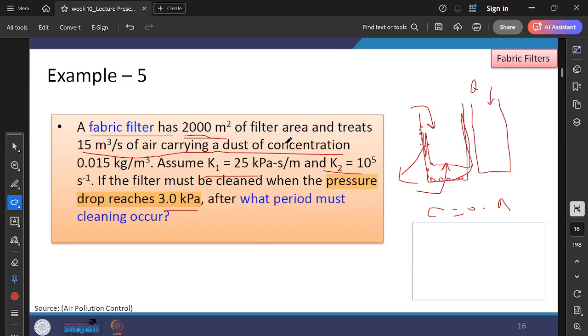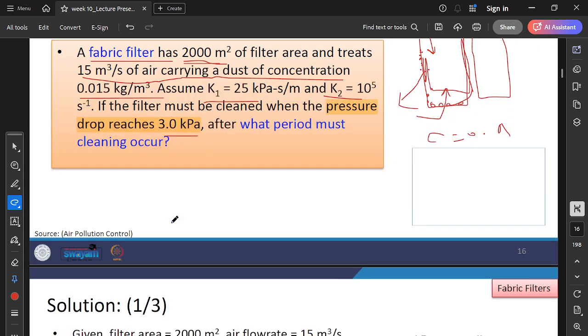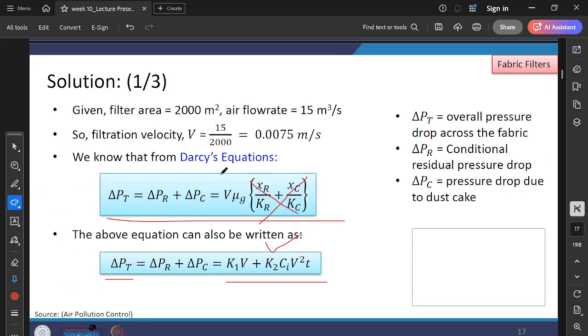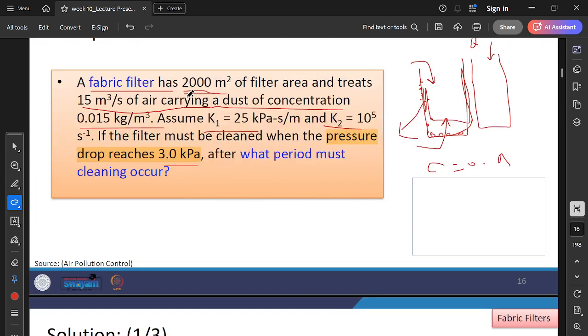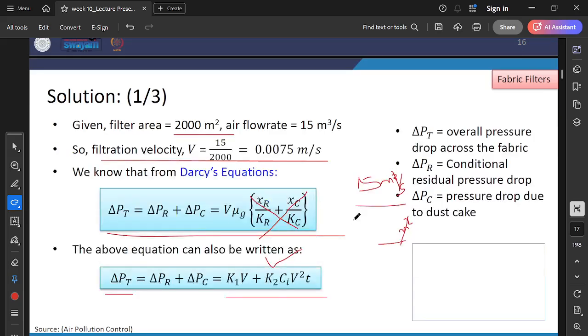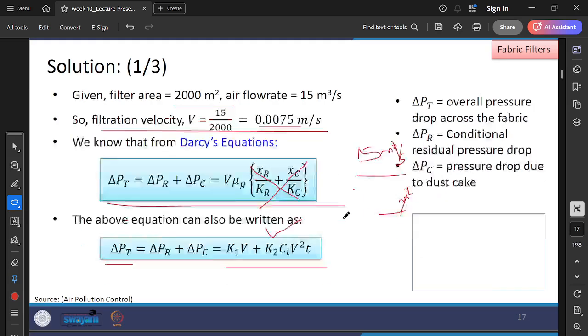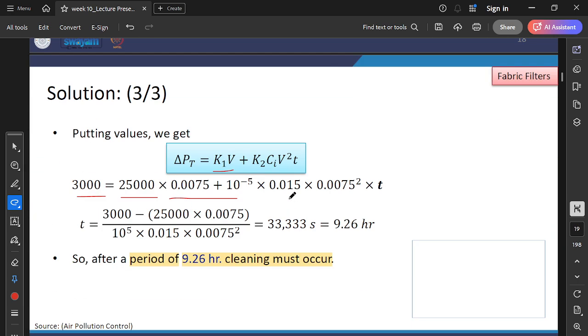The dust concentration is 0.015. 15 meter cube per second is the flow rate. Filtration velocity you can find here. So 15 meter cube per second is given. If you know meter square, then you will get meter per second, right? So how to get meter square? The filter area is 2000 meter square. That also they have given in the question. So if you divide 15 by 2000, you will get 0.075 meter per second. That is your V. Again, here also the same V.